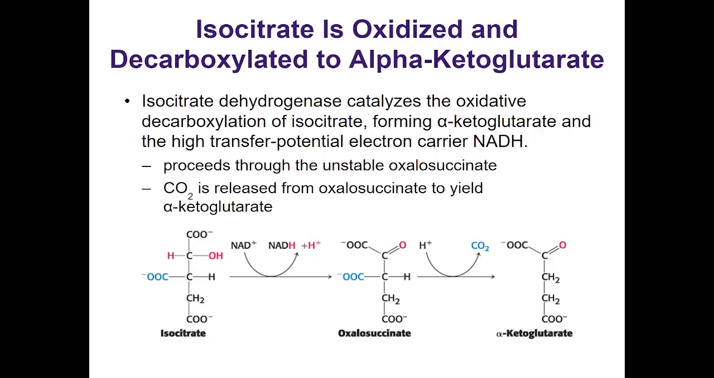So isocitrate dehydrogenase is going to catalyze the oxidative decarboxylation of isocitrate. This is going to form alpha ketoglutarate and the high transfer potential electron carrier NADH. This will proceed through an unstable oxalosuccinate. Your CO2 is going to be released from the oxalosuccinate to yield the alpha ketoglutarate. This is one of your oxidation steps, by the way, which means it's very important for several reasons.